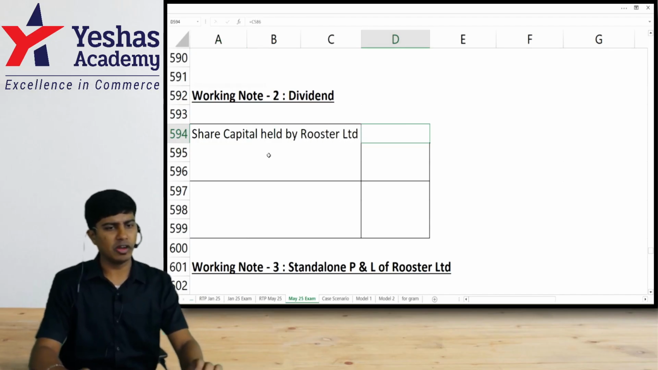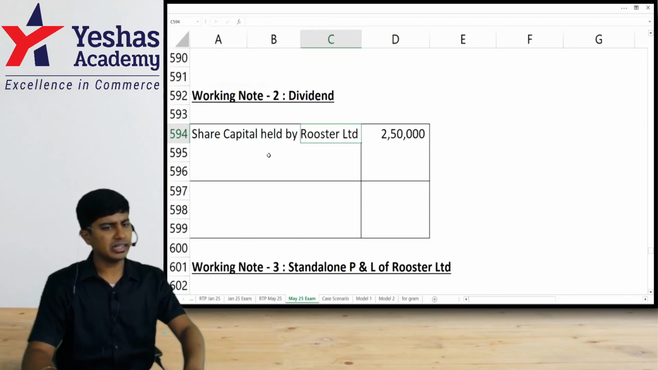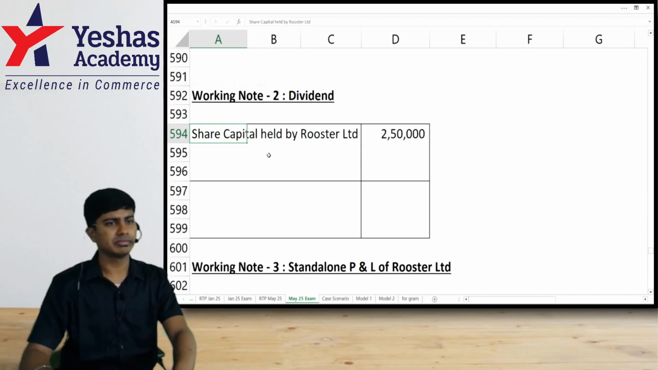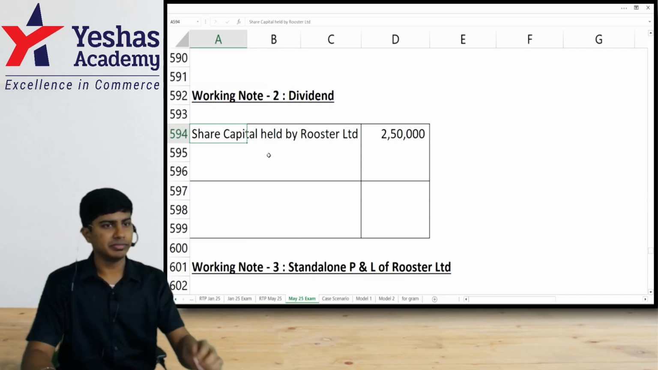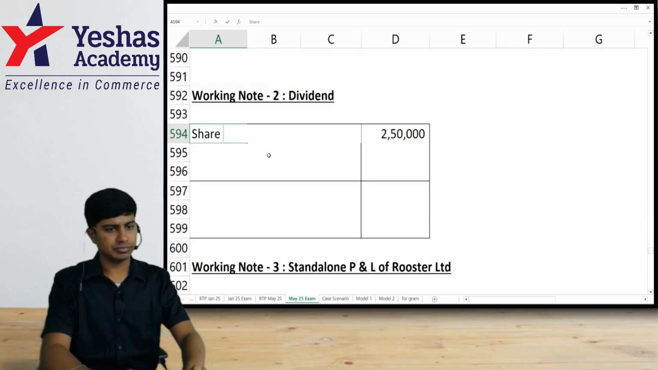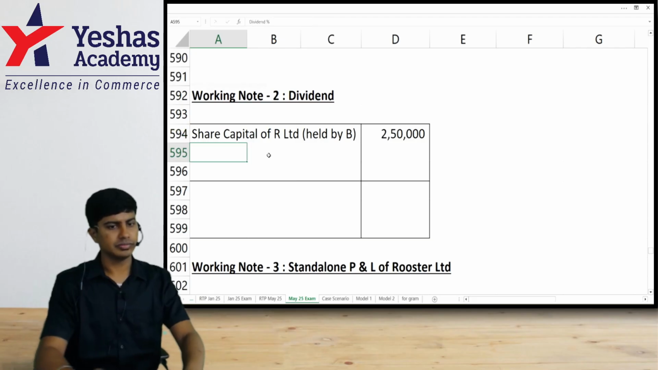How much is the share capital of Rooster? 3 lakh. I'm going to say share capital of Rooster held by Bird. Or I'll write share capital of R Limited held by Bird.